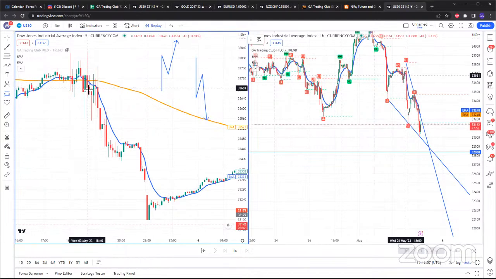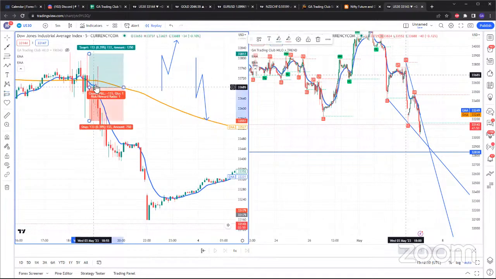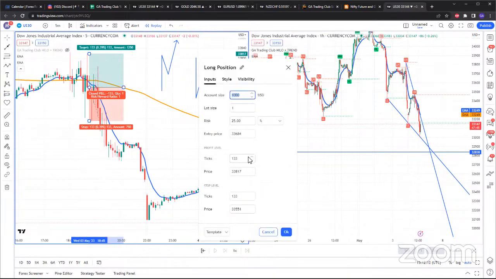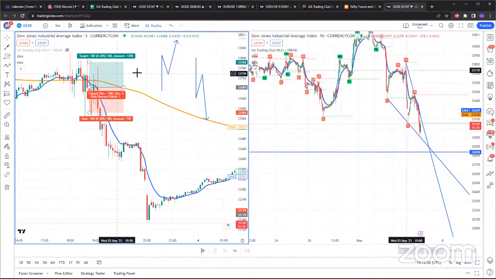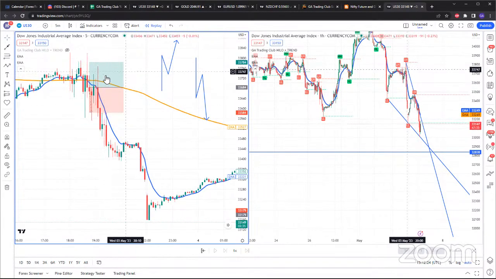Would have hit TP, waited for this candle to close and entered a buy there. 100 pips TP, so same thing, 100 pips TP, 100 pips stop loss. For this trade, I would have gotten stopped out. Price would have gone back up, but yeah.